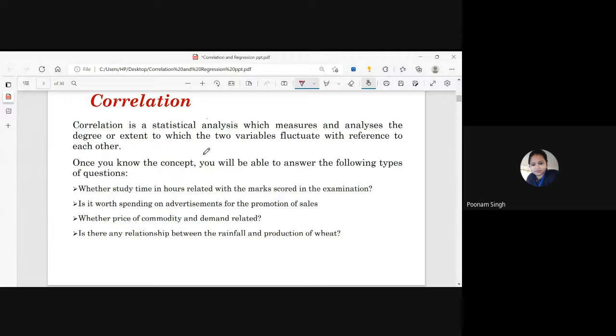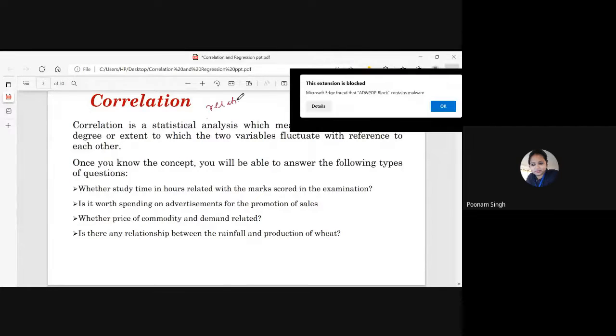So we can say that correlation refers to the relationship of two variables. As I have given examples, consumption level of some nutrient and weight gain, the relation between those two variables. Such types of examples are there.